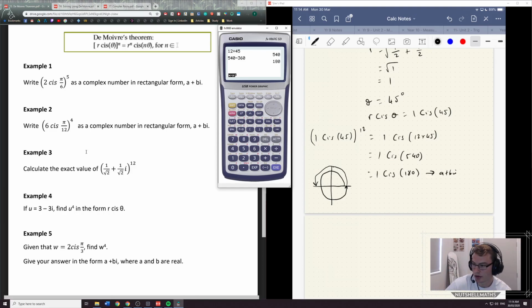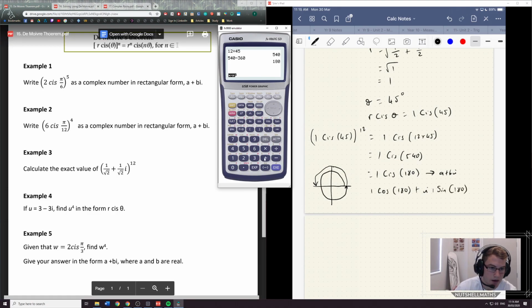There's a couple ways you could do this, right? Remember, you could write the exact value as 1 cos 180 plus i sine 180. So we're going to go 1 cos 180 plus i 1. You don't really need the 1 sine 180. Or you could draw a diagram and think about it, but this is always your safe bet, right?